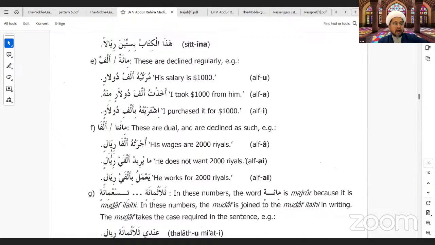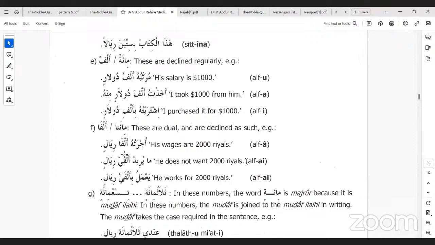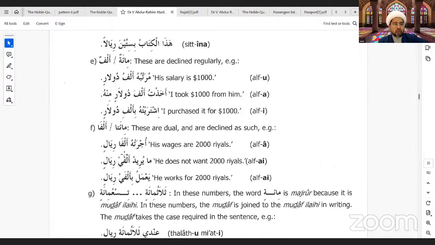Ujratuhu alfa riyalin. Ma yuridu alfay riyalin. So the word alfani follows the ruling of ithnani and the dual. In the dual, we have the alif, and in the state of marfu, the alif is a sign of raf. Here, the alif has changed to a ya. Ma yuridu, he does not want alfay. So alfay is now coming as an object for yuridu.